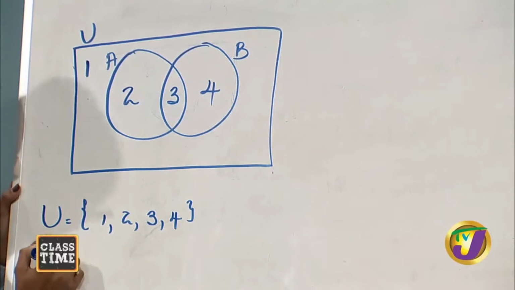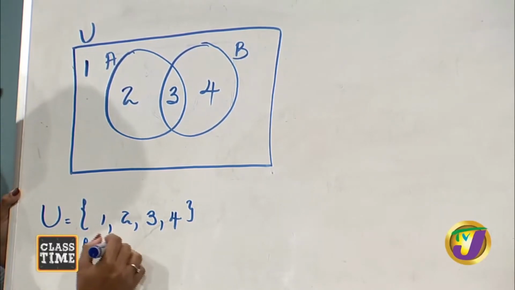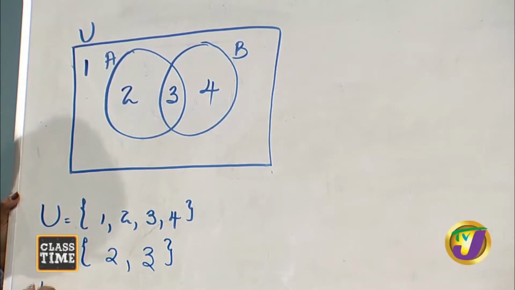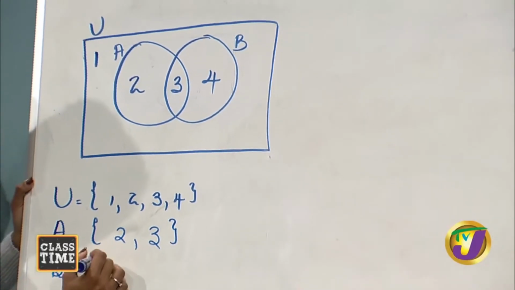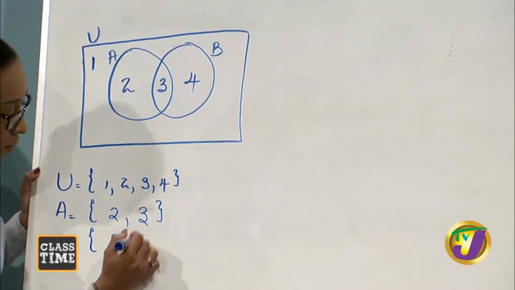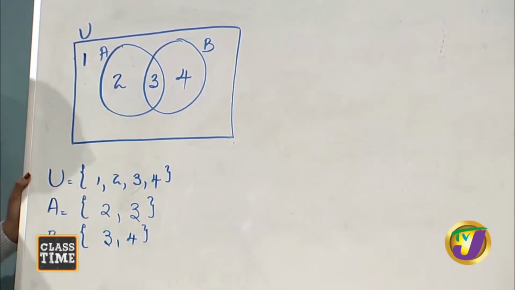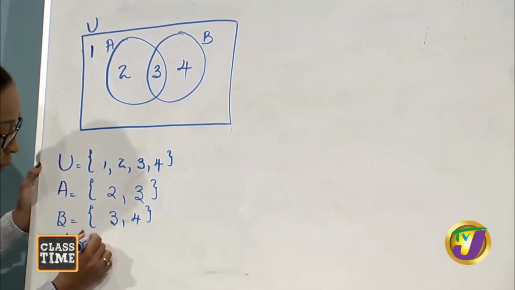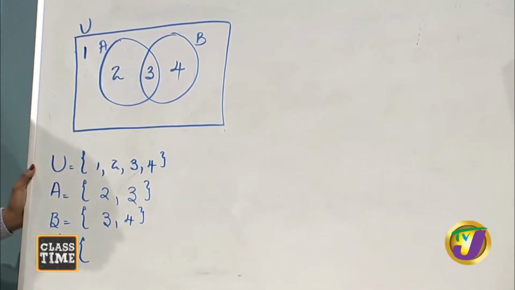Sure. That would be 2 and 3. All right. What about set B? That's 3 and 4. All right. But we want one more thing. I want you to tell me how you arrive at B complement. So what are the members of B complement?